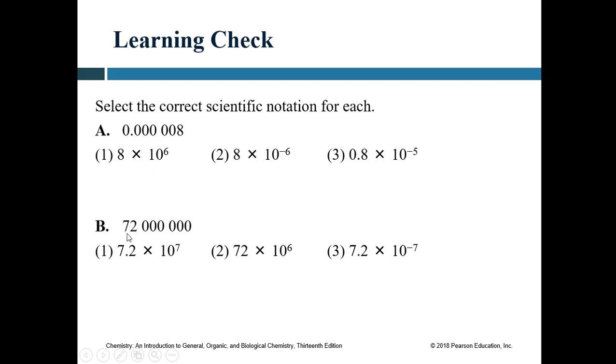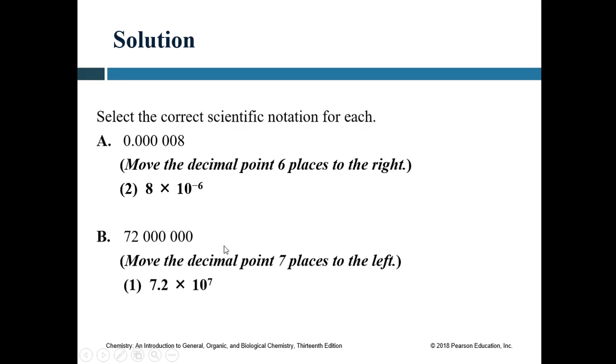So here we go on the B. 72 million. So let's see how many places over we're going to have to move it to get to be a 7. So, and then a 0.2. 1, 2, 3, 4, 5, 6, 7. So it is 7.2 times 10 to the 7. Why is it 7 and not -7? Because this is a big number, not a tiny number. And as we see that, we can see their correct answers.